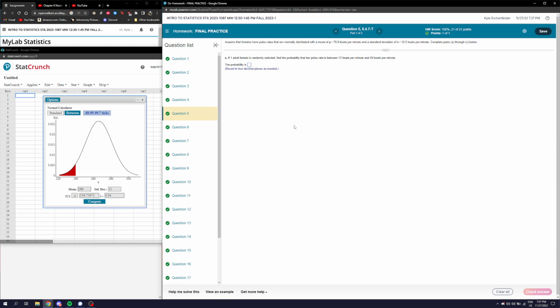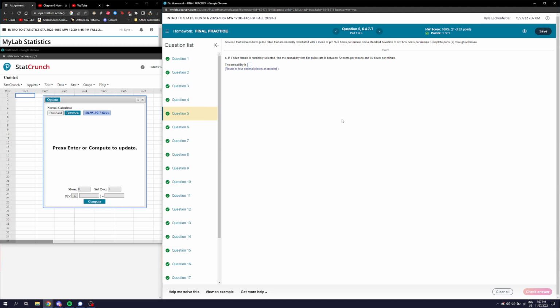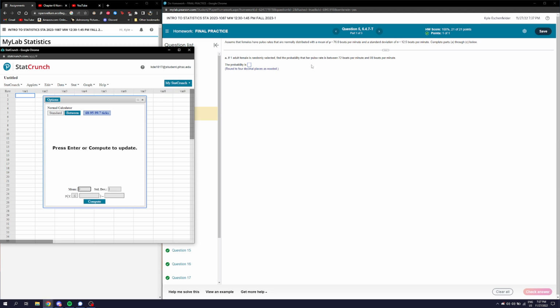So question 5. I believe this will still be the normal calculator, but go back to standard. The mean is 76 and the standard deviation is 0.5. If one adult female.